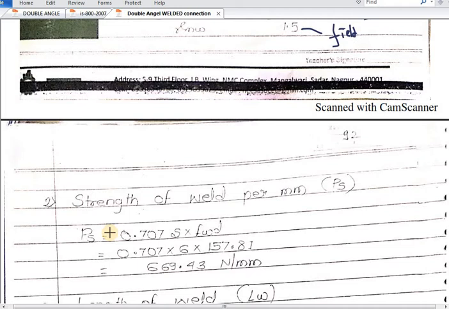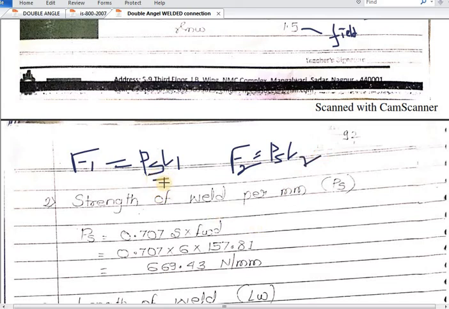Again, how to find out the strength of weld per mm, because I have shown the figures. So Ps into L1 and Ps into L2. What was the force F1? How to find out F1? F1 is equal to Ps into L1, and F2 is equal to Ps into L2. For this Ps to be calculated, we need the strength of fillet weld per mm.